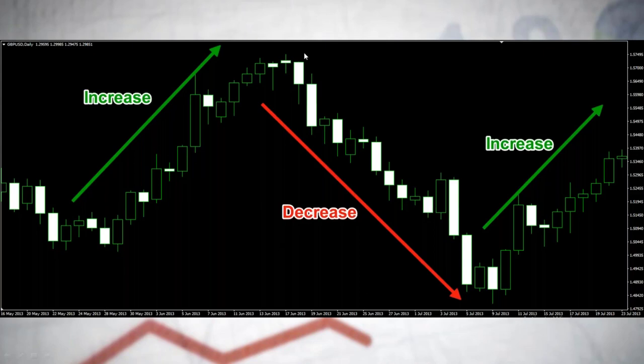Notice that the highest point on the chart is located approximately at 1.5750, and the lowest point of the chart is located approximately at 1.48.